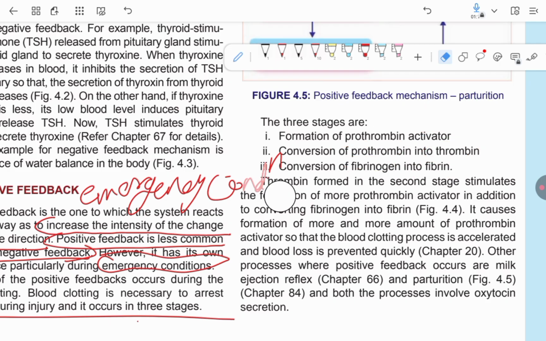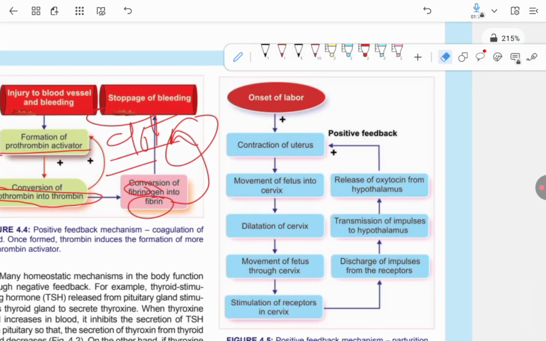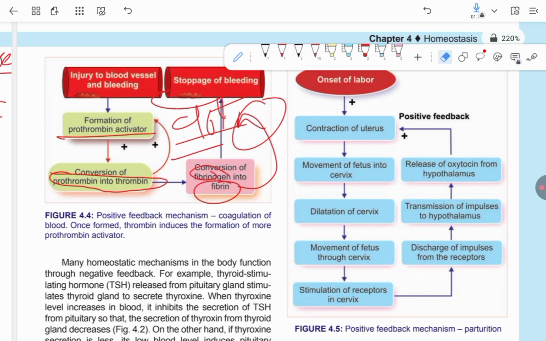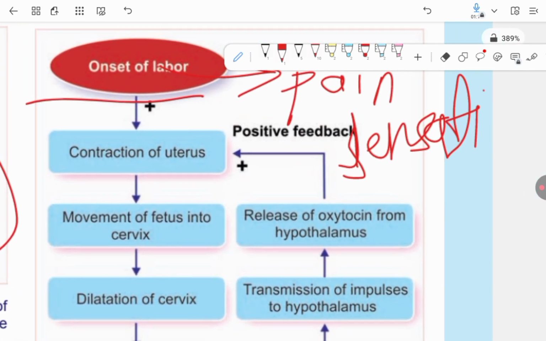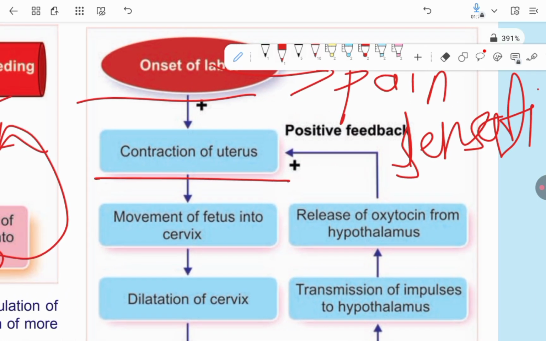The second example of the positive feedback mechanism is during the delivery of the baby. When there is the onset of labor, the meaning of labor is the pain sensation during the delivery of the baby. When there is an increase in the pain sensation during the delivery, there will be an increase in the contraction of the uterus. Due to the contraction of the uterus, there is a movement of the fetus to the cervix, so there is dilation of the cervix.